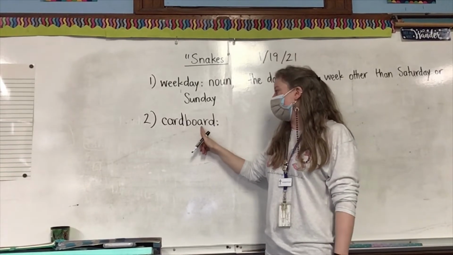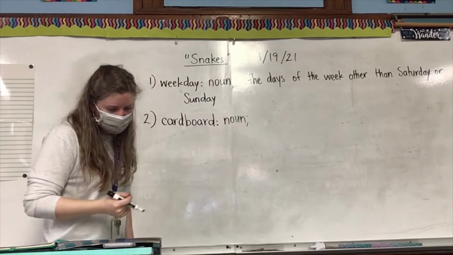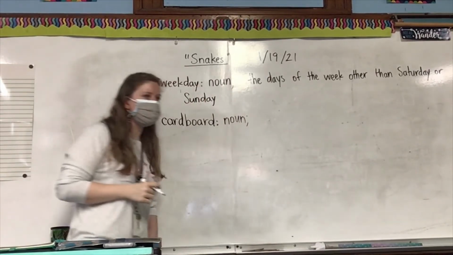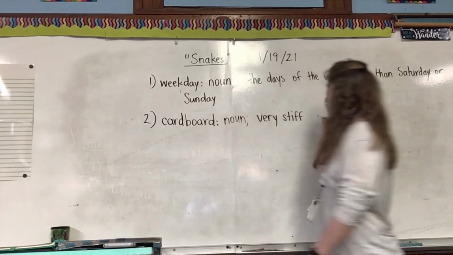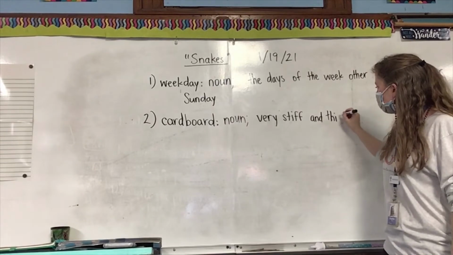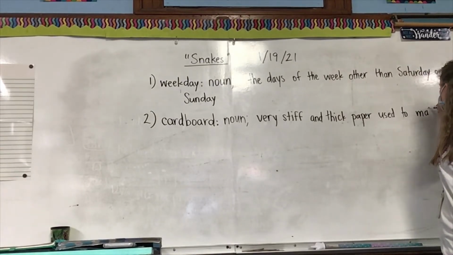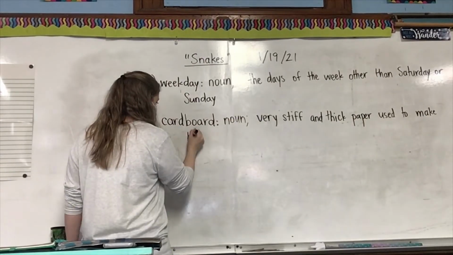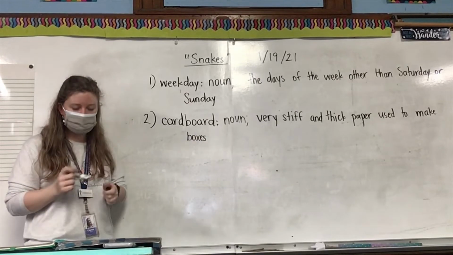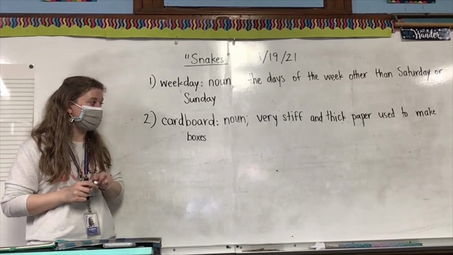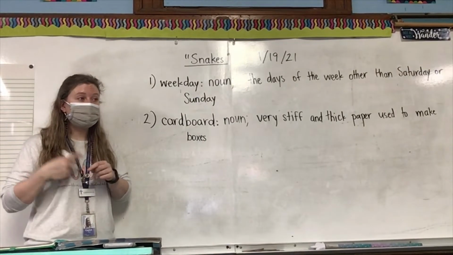Cardboard, C-A-R-D-B-O-A-R-D, no space. It is another noun. It's a thing. What is it? Well, you probably have never thought there's a definition of cardboard. Well, it's very stiff and thick paper used to make boxes. So cardboard, C-A-R-D-B-O-A-R-D, no space, is a noun. It's a thing, and it's very stiff and thick paper used to make boxes. So cardboard is really just paper. It's just very thick and very stiff so that it can be used to hold things.